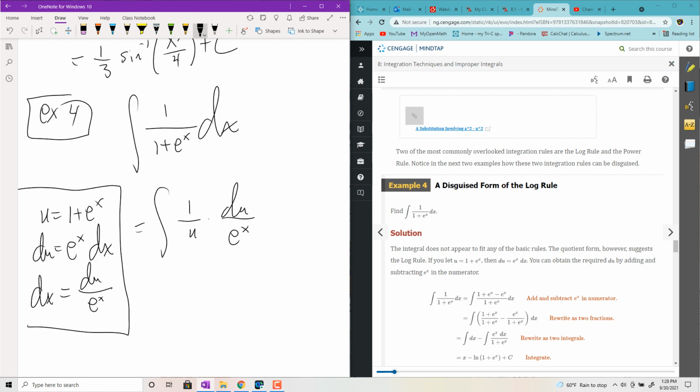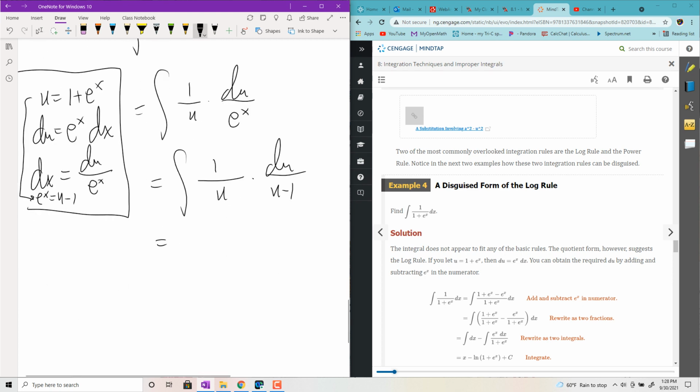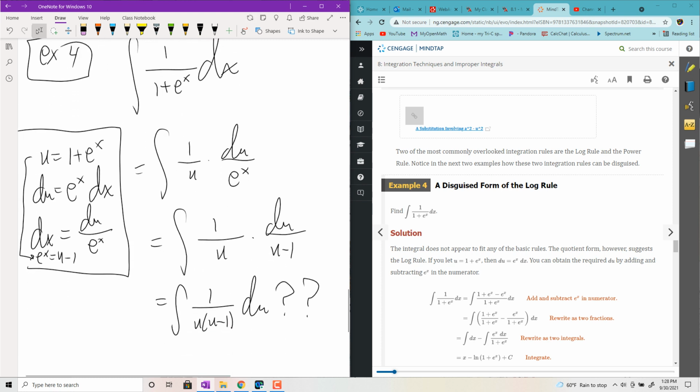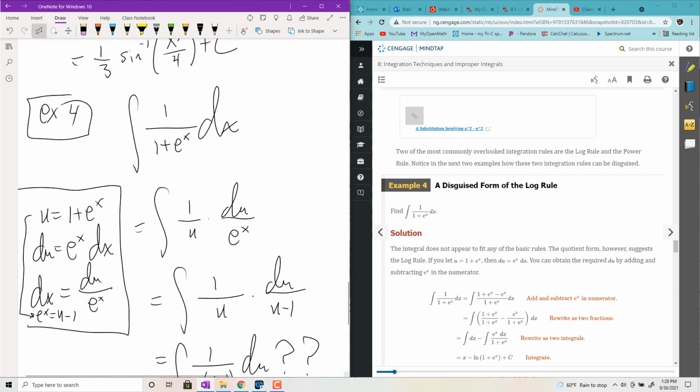Okay, so what is e to the x? Well, going from this equation, e to the x will equal u minus 1. So we could rewrite this as the integral of 1 all over u times u minus 1 du. Well, that's not going to help very much. We got rid of all the x material, but we've ended up with something that you're not going to be able to do until we learn partial fraction decomposition. So you would be stuck here until you read the rest of chapter 8. What the book says to do is kind of the plus minus trick.